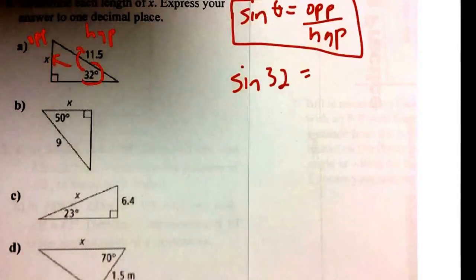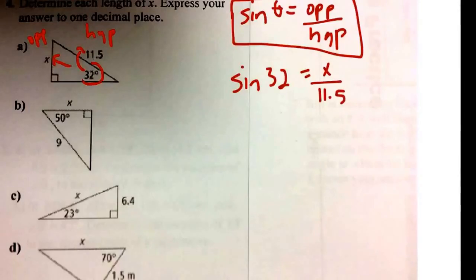The good news is everything is exactly the same as what we just did. We just used the sine button instead of the tan button. So let's do this one. So if we plug it in, we'd have sine of 32 will equal the opposite, which is x, divided by the hypotenuse, which is 11.5, and then we cross multiply.